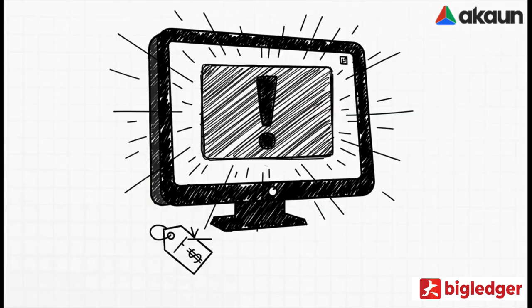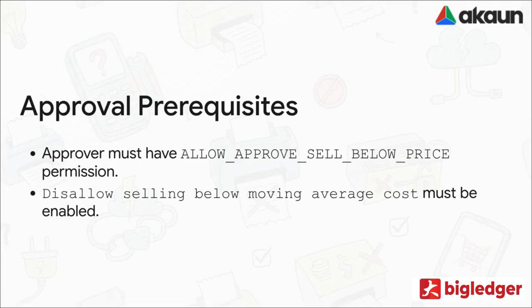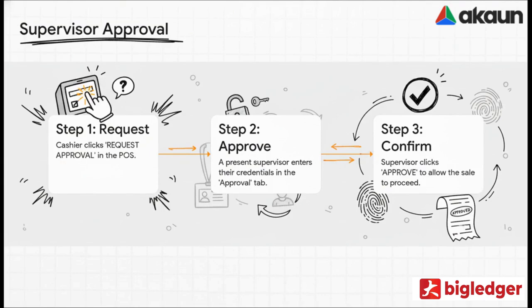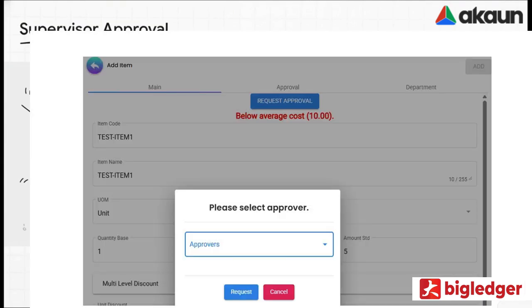Okay, you're mid-sale, and bam, a selling below cost warning pops up. Now what? First things first, your supervisor needs the right permissions and settings enabled. That's a must. The fix is a quick 3-step approval. Super simple, and you can do it right there.